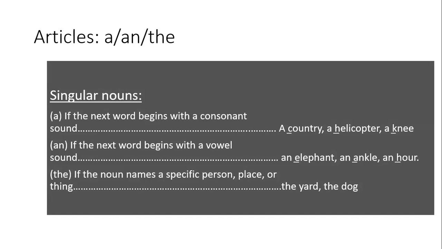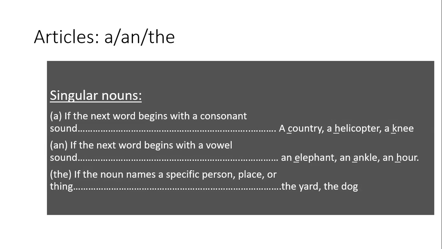Okay, for the, if the noun names a specific person, place, or thing: the yard, the dog. See, we're naming specific things. Let's say, for example, that you misplaced your jacket and you want to go to the yard to look for it. You're not saying just any yard. You're saying the yard in the school, for example, the backyard. So we know that you're naming a specific yard. Okay? Are you guys with me? Okay.